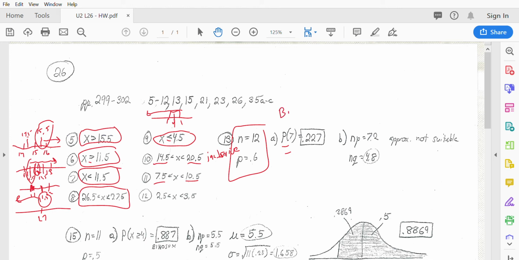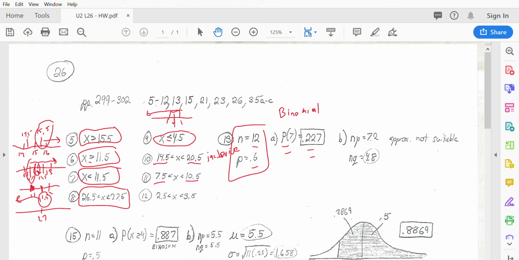So you go to the binomial formula on your calculator. Probability is 0.6, trials is 12, successes is 7, and you'll get 0.227 as an exact answer. If you could use the binomial program, by all means, use it and move along. Don't even bother with the normal approximation.